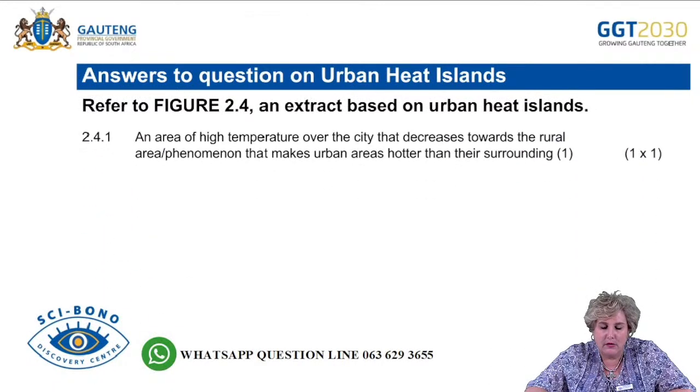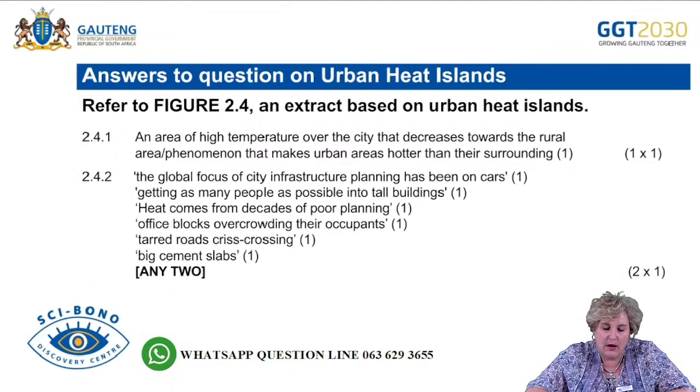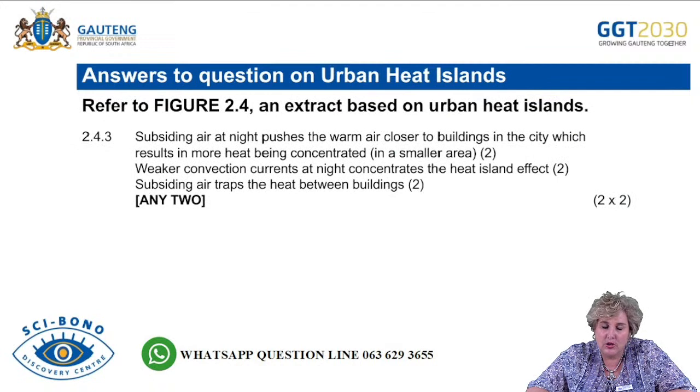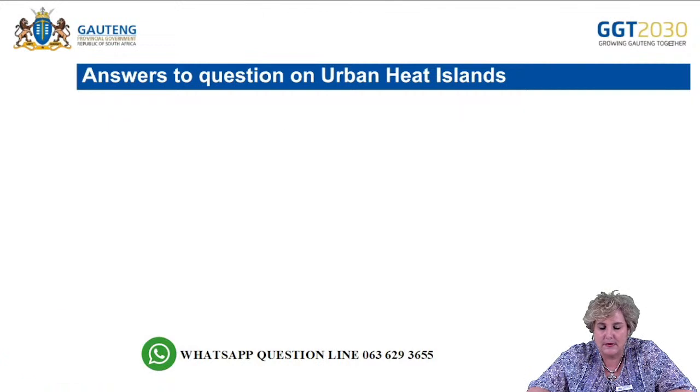So we'll quickly look at the answers. What is the urban heat island? It's the area of high temperatures over the city that decreases towards the rural area, or a phenomenon that makes urban areas hotter than the surroundings. The second question is where you have to make a quote from the passage. There are a lot of quotes; you only have to mention 2. The global focus of city infrastructure planning has been on cars, getting as many people as possible into tall buildings, etc. And the third question's answer: subsiding air at night pushes the warm air closer to the buildings in the city, which will result in more heat concentrated. Weaker convection currents at night concentrate the heat island, and the subsiding air traps the heat between the buildings.